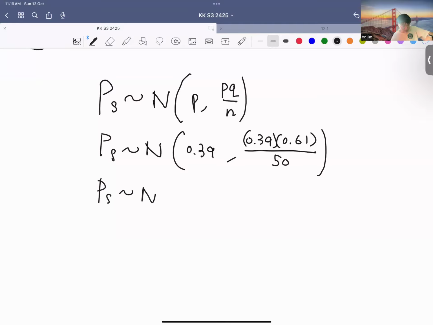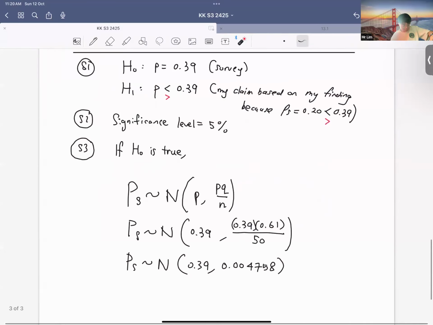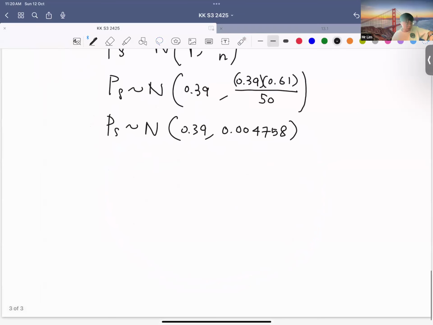So the value is? All right. Let's just follow what I have here. 0.004758. Oh, okay. Yeah. This is my mean and my variance. So for some of you, if you do not understand now, it's fine. Later you will know.